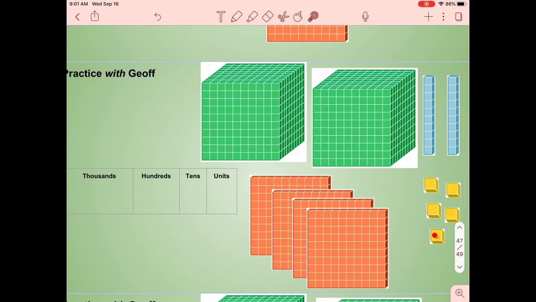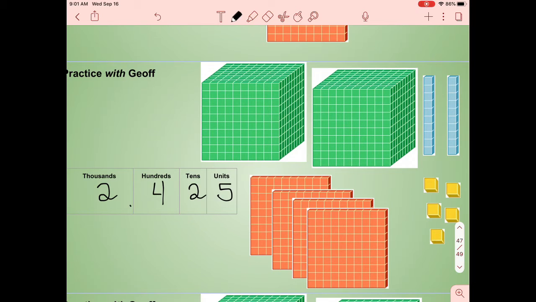I see 1, 2, 3, 4, 5 units. There's a 5. I see 1, 2 tens. I'll write in a 2 here in the tens place. I see 1, 2, 3, 4 hundreds. I'll write a 4 in the hundreds place. And I see 1, 2 thousands. I'll write a 2 in the thousands place.